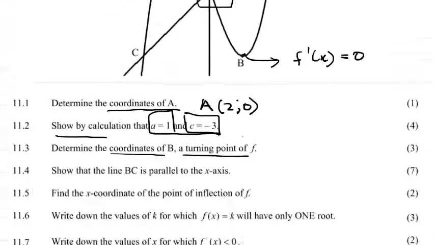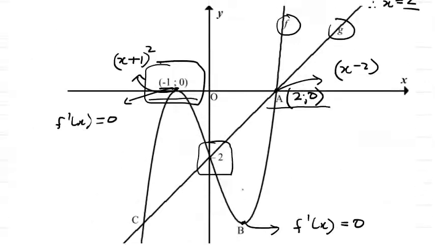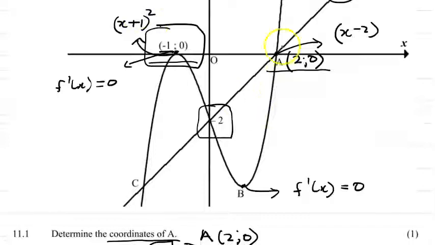So let's go back to the graph and see if that makes sense. Right, that makes perfect sense. 1 and minus 4. So B is 1 and negative 4. Okay, so let's just write that neatly. B is 1 and negative 4.